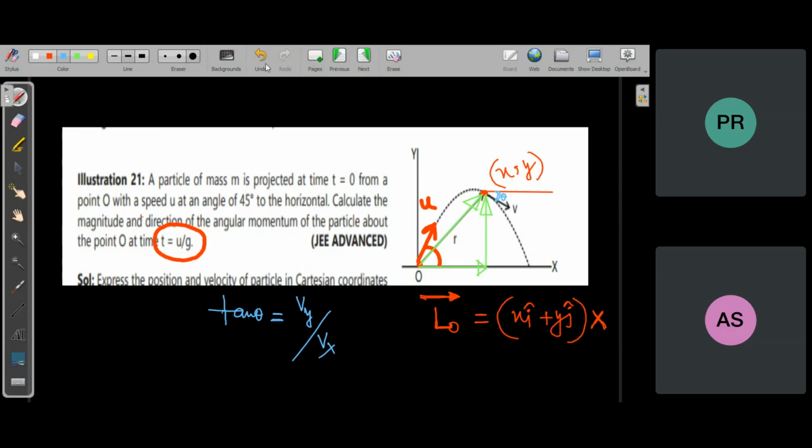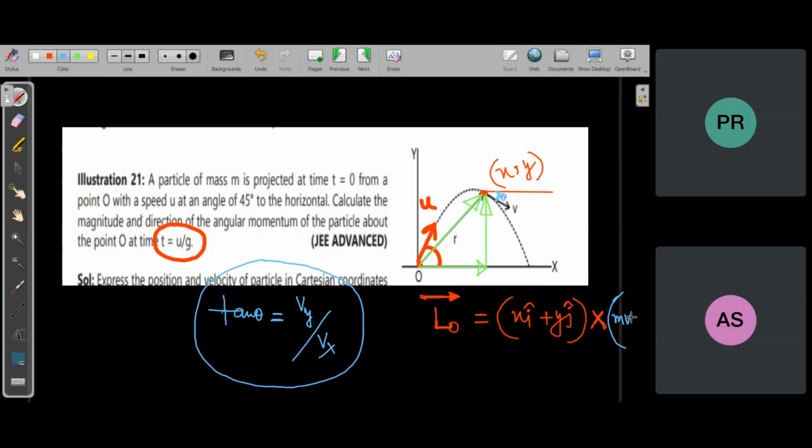Vy automatically you get u sin theta plus at, because u, theta and t are all known. And Vx will be u cos 45. So just put it in, and from that you will get theta. Then here you can write the cross product with the momentum, and momentum is mass times velocity, and then velocity again you can break into components.